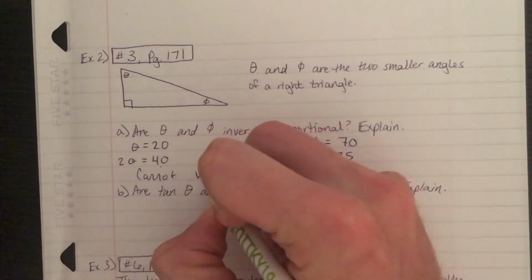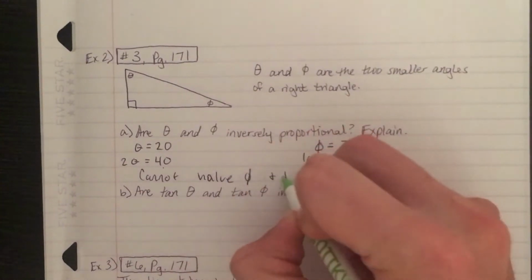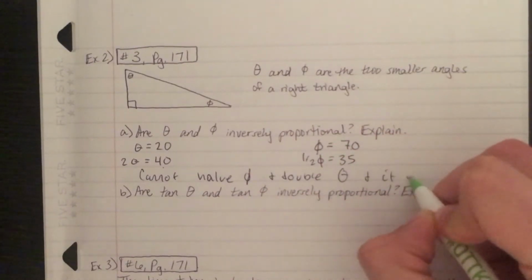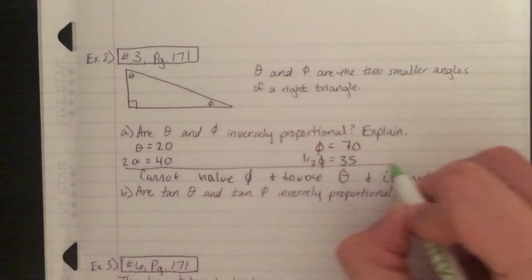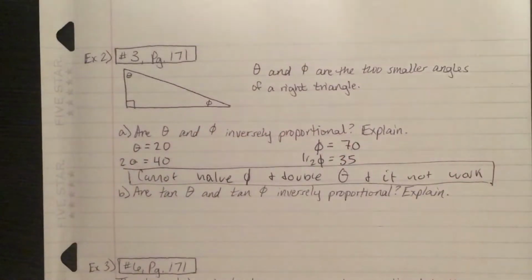You cannot have phi halved and double theta and it not work. And so this also goes to show that it's very, very easy to prove something wrong. It's a lot harder to prove something right.